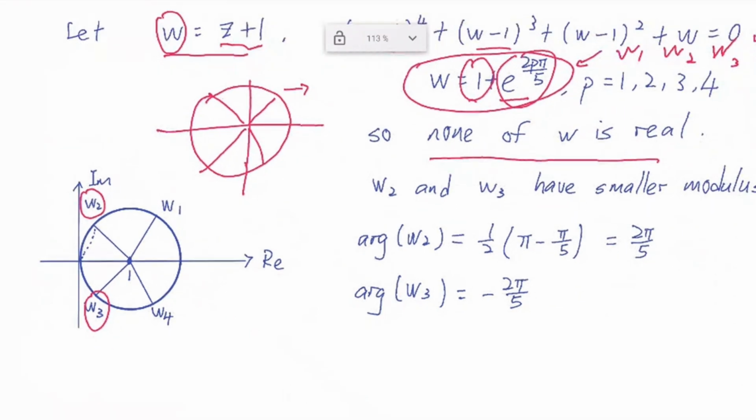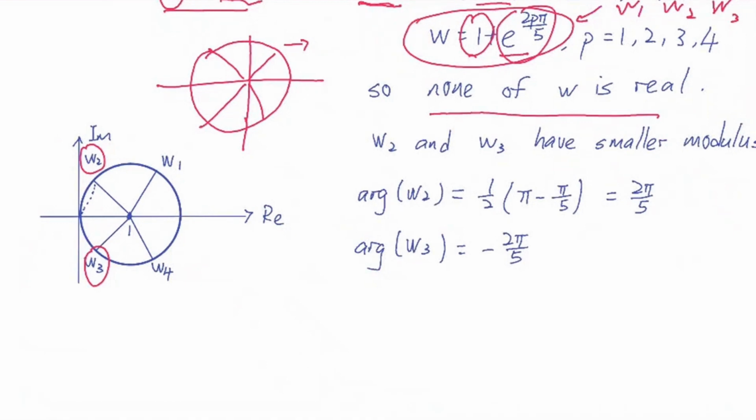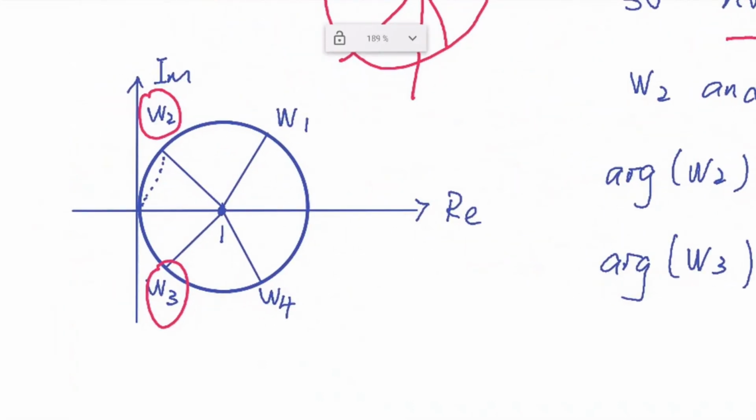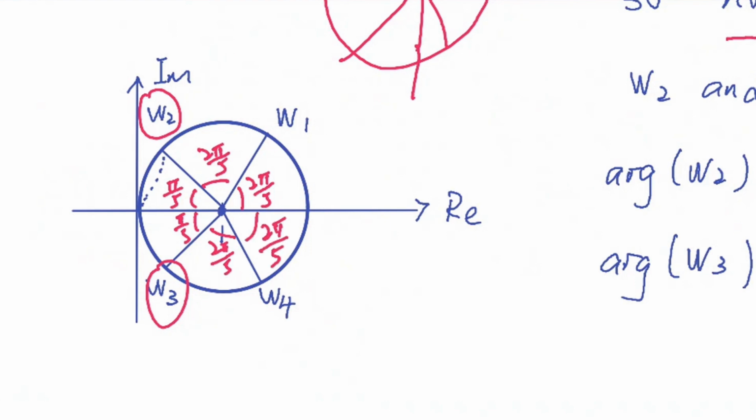So then we will have to find their argument. If you want to find the argument, remember, if the W0 is there, this is the root of unity. So they will nicely divide all the angles equally. So this one is 2 pi over 5, 2 pi over 5. So this one is for sure pi over 5. They are divided into equal angles like this here.